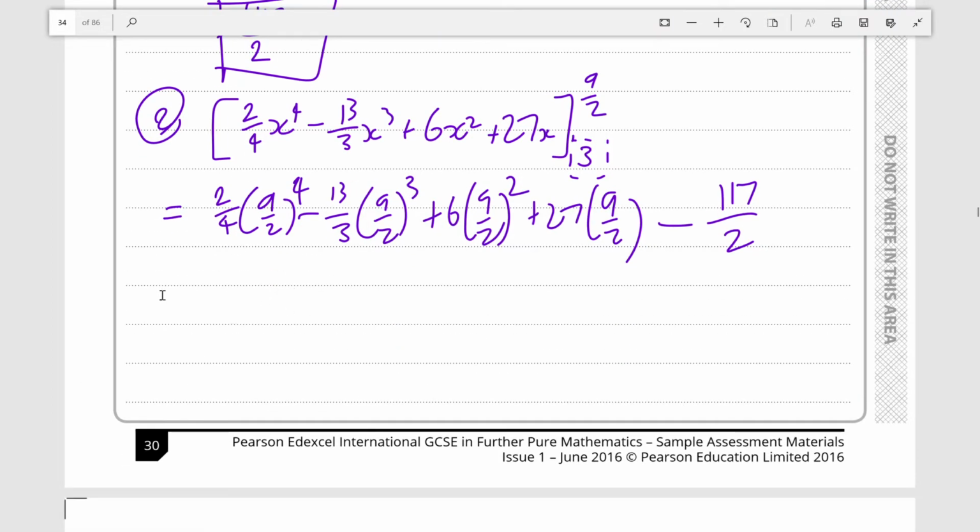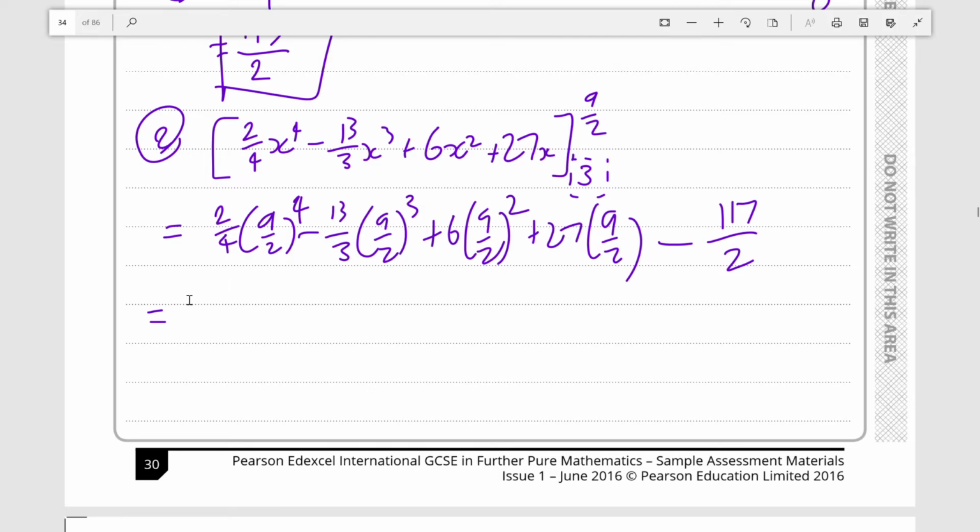So, again, plugging this into a calculator, we set the variable x to be equal to 4.5 or 9 over 2 or however you want to do it. And we will get 2 over 4 x to the power of 4 minus 13 over 3 x cubed minus, or rather, plus 6x squared plus 27x. And that is equal to 1701 over 32 minus 117 over 2.